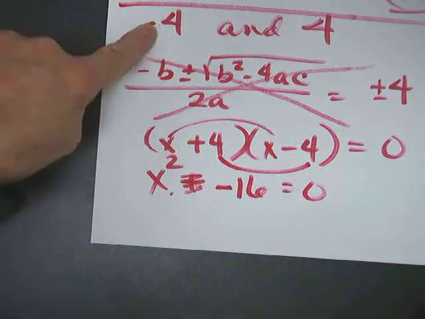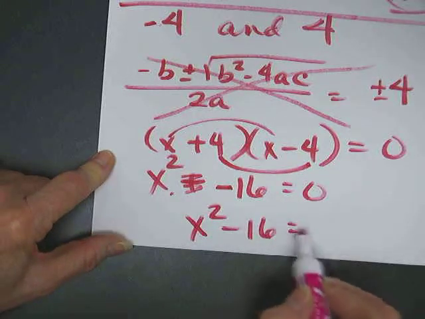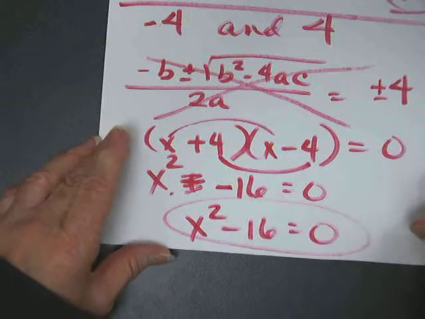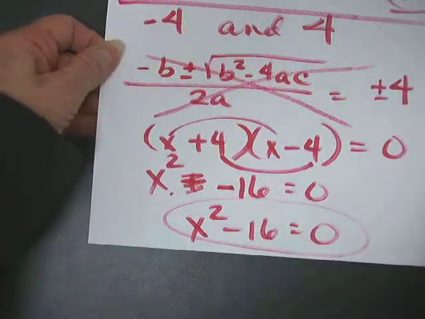Okay, so FOIL it, we have x squared plus 4x minus 4x. We don't have plus anything. Then we have the last times the last is minus 16. So actually these two answers will come from x squared minus 16 equals 0.